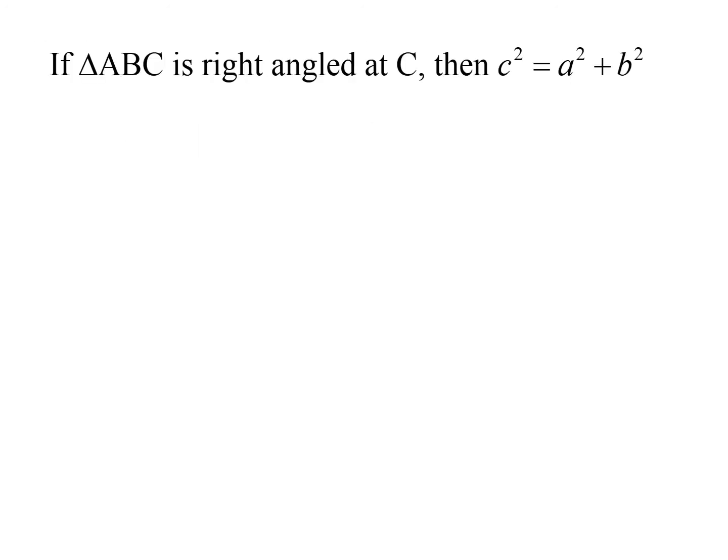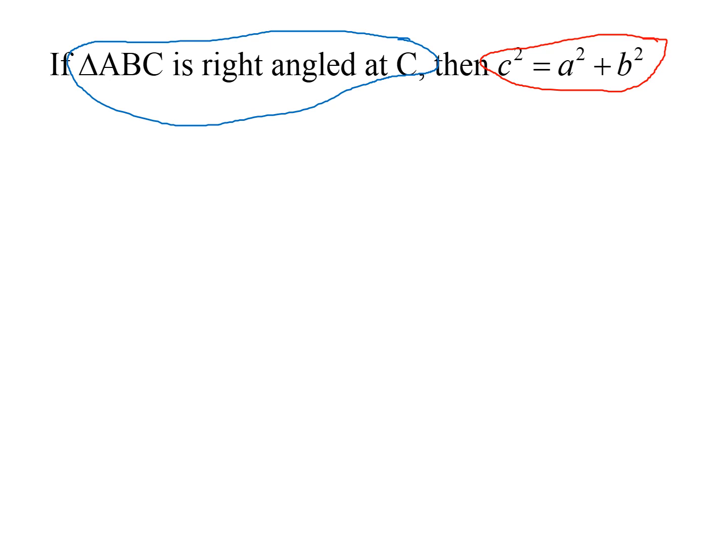Now we are going to look at how you write the inverse, converse, and contrapositive if you are given a mathematical statement. This mathematical statement is: if triangle ABC is right angled at C, then C squared equals A squared plus B squared. So we have two parts to this statement. That's why it's an implication statement, which has if and then.